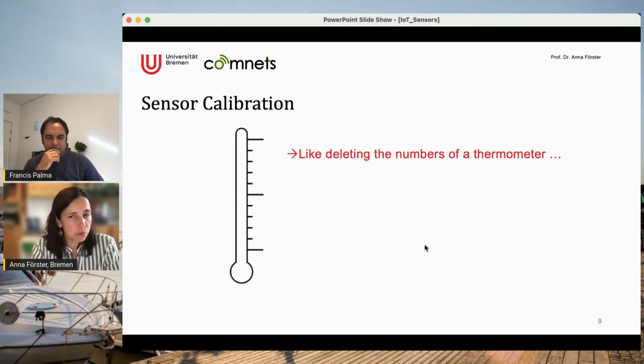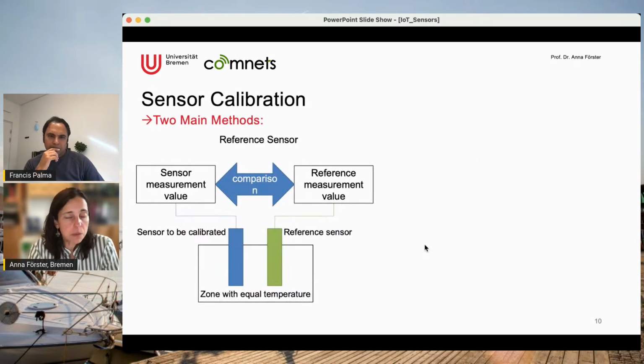So calibration puts back those numbers into your sensors so that you can actually understand which electric measurement of the sensor corresponds to what sensor value which you can read. For example, what voltage corresponds to which temperature in degrees Celsius. And this is called sensor calibration. And there are typically two main methods to do that.